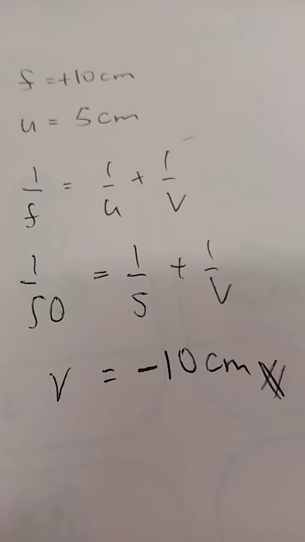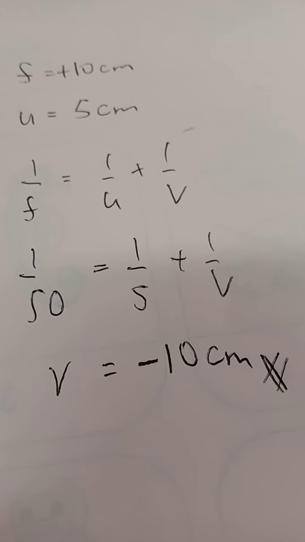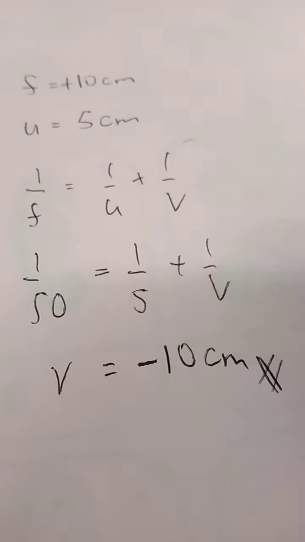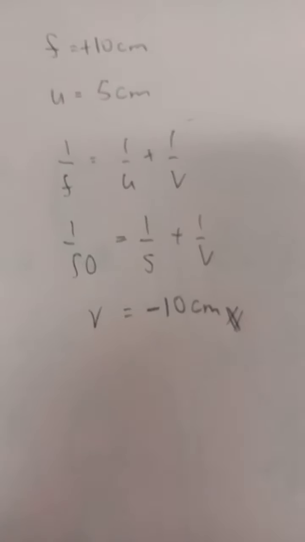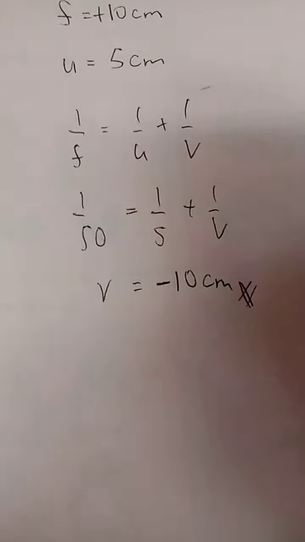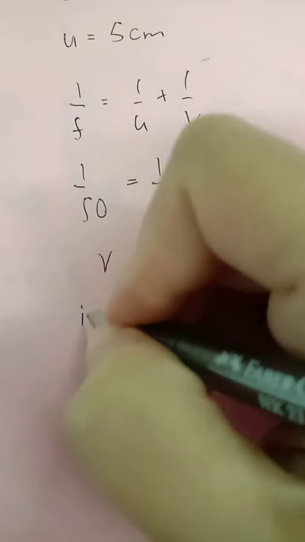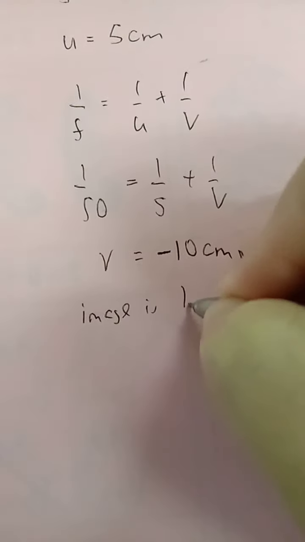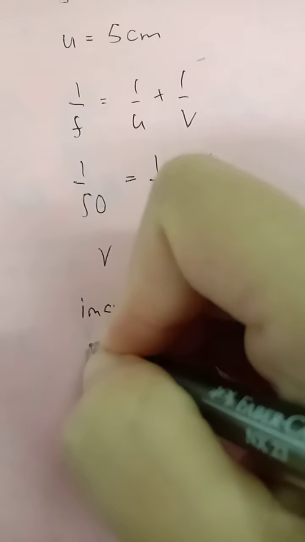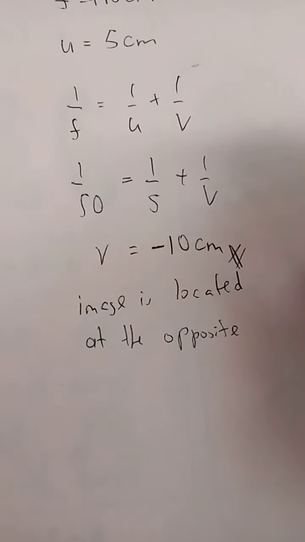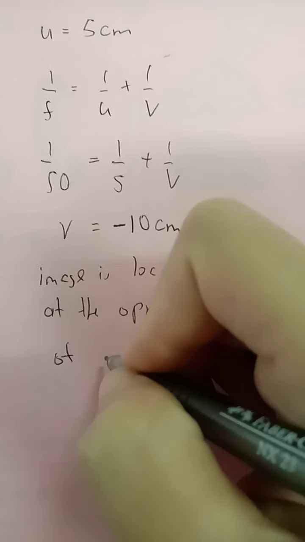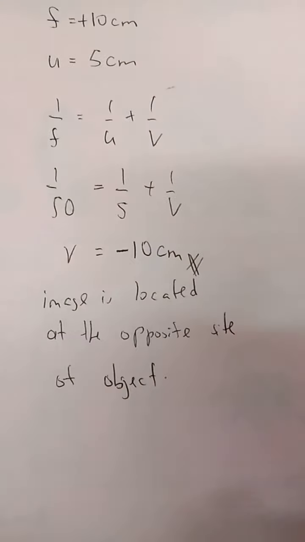If the answer is negative, it shows that the image is located at the opposite side of the object. For a negative answer, the image is located at the opposite side of the object.